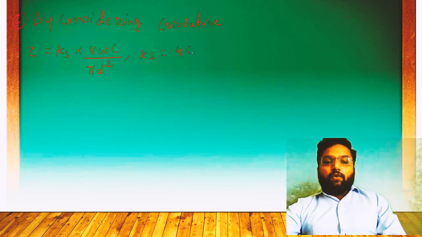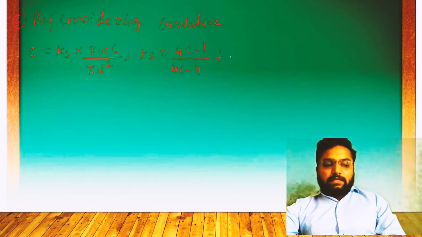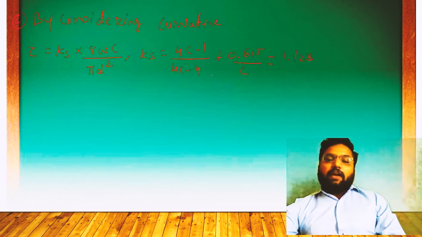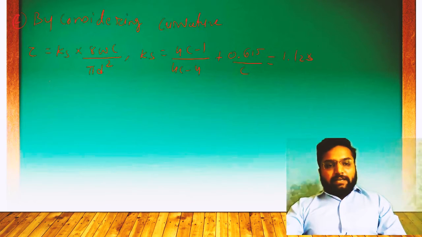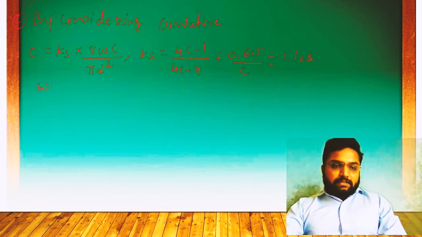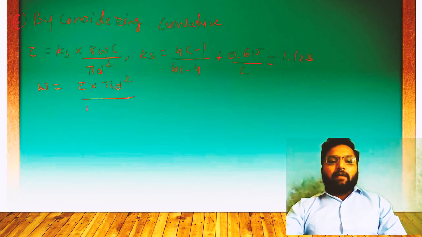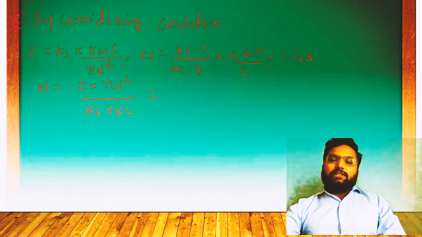Ks will be (4c minus 1) upon (4c minus 4) plus 0.615 divided by C, and the value for this will be 1.123. Here the value of Ks will be 1.123. So ultimately all we have to find is W. So W in this case will be equal to shear stress into pi d square divided by Ks into 8C. Clear? I hope you got this point.